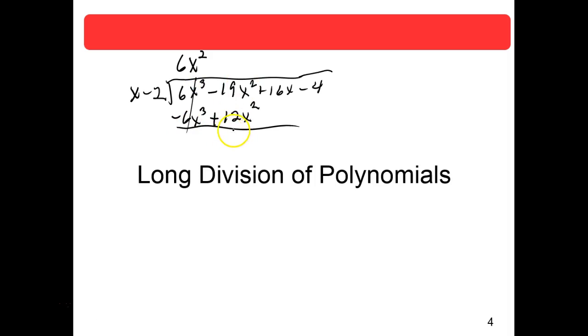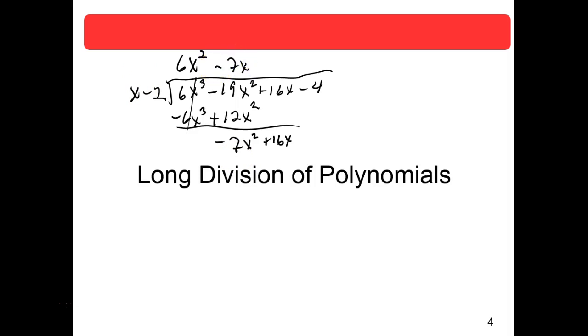What do these add to? Minus 7x squared, and then guess what we're going to do? Bring down a plus 16x. Just like we did before, we brought down the next digit. And here's the other thing. We look at this and say, this degree is greater than that degree, so we keep dividing. Just like if that remainder was greater than this, divide again. So how many times will x go into minus 7x squared? Minus 7x times.